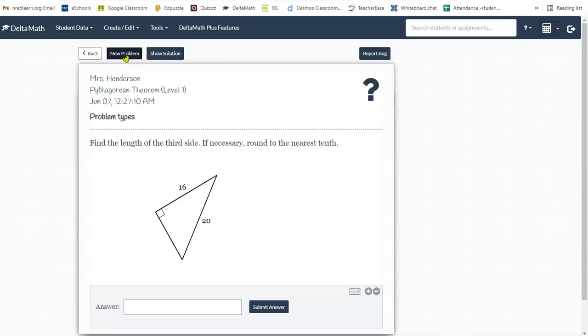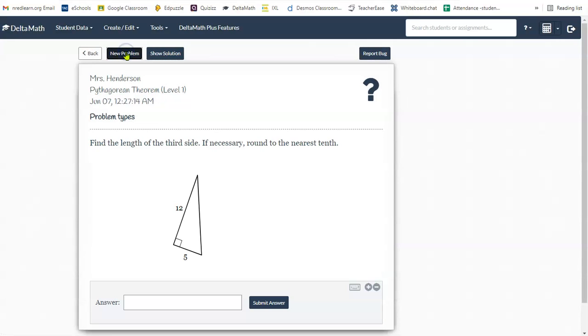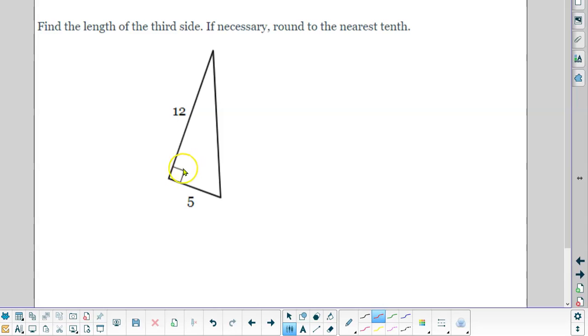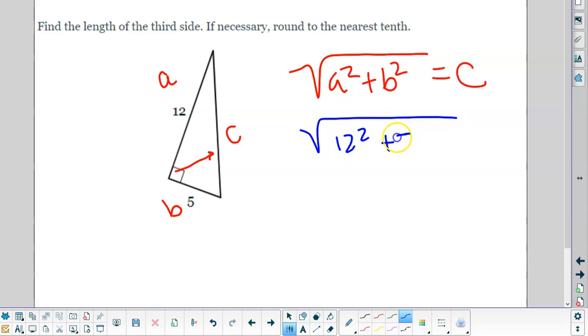Let's take a look at this question here. In this question, when I label my sides, I have both a and b. So that's an addition problem. So a squared plus b squared, the square root, would be equal to c. So let's fill in our values. 12 squared plus 5 squared equals c.